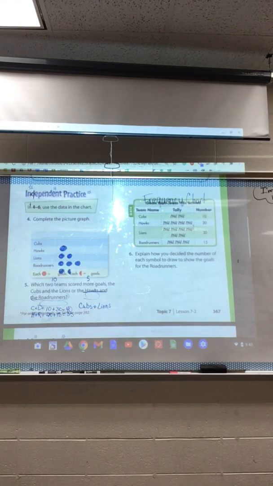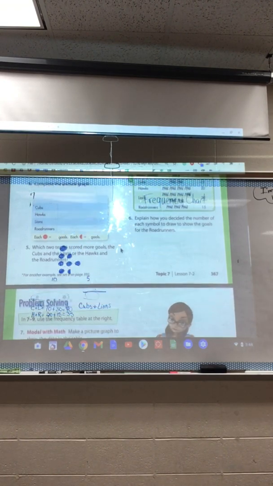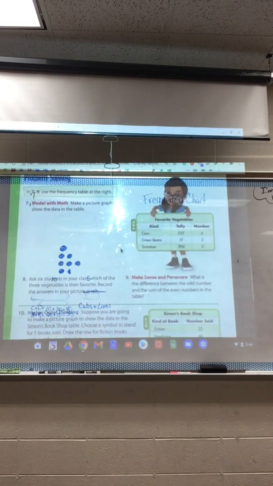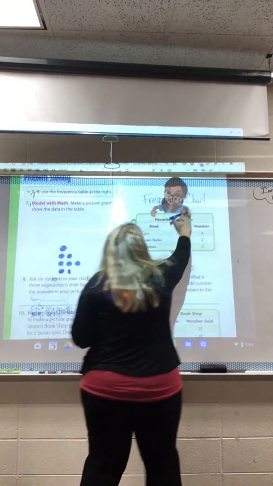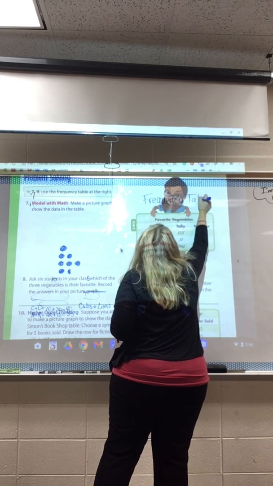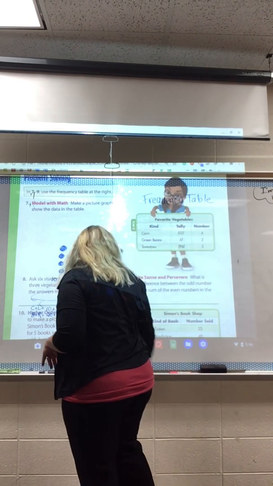And again, when they get these tally marks, you use them for frequency charts. So let's go ahead down here to 7 and 9. It says use the frequency table at the right. Call it a table. I should probably change that up here to table so that we have the same vocabulary going on. Call it a frequency table.